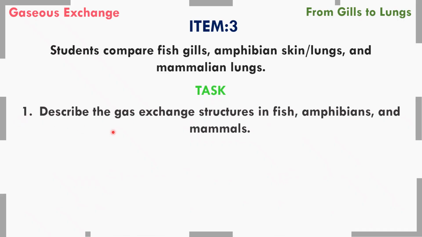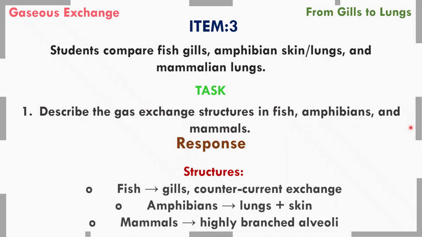Let's start with describe the gas exchange structures in fish, amphibian, and mammals. Structures. The fish has gills and it uses a counter-current exchange. Amphibians, they can use the lungs and the skin. Mammals have highly branched alveoli.